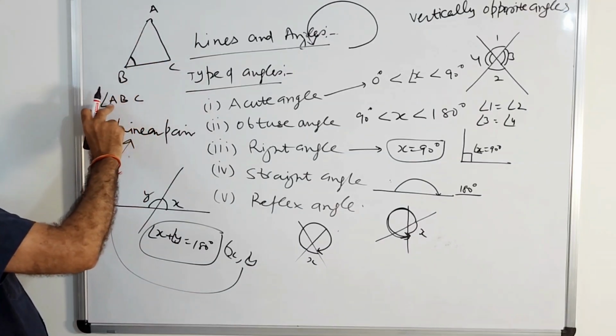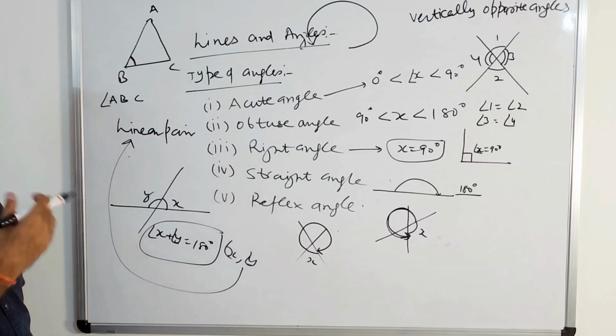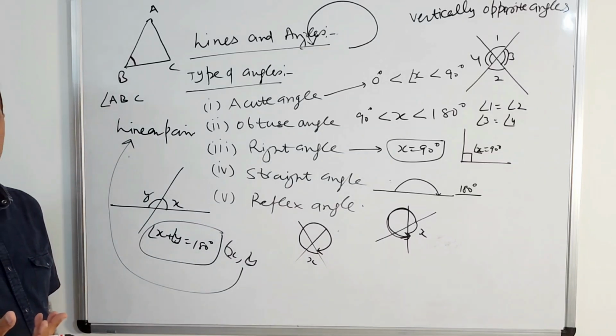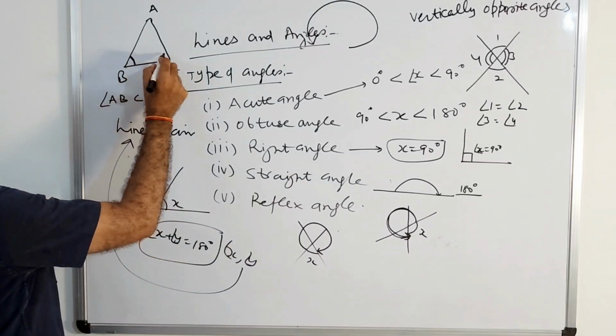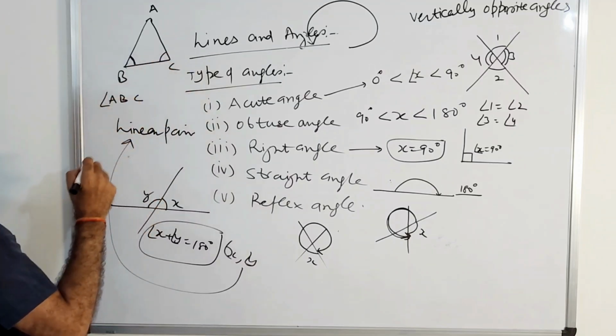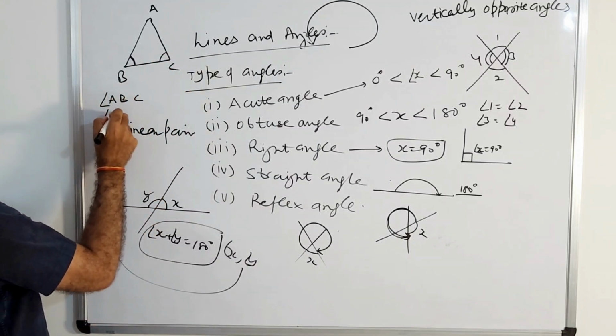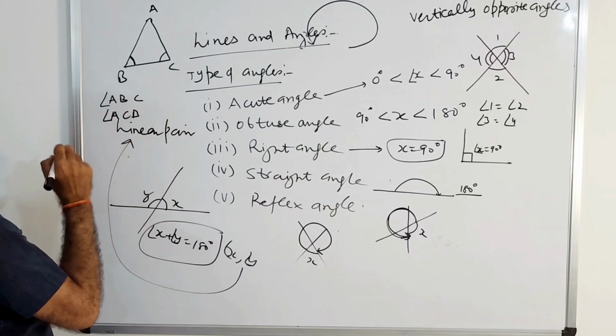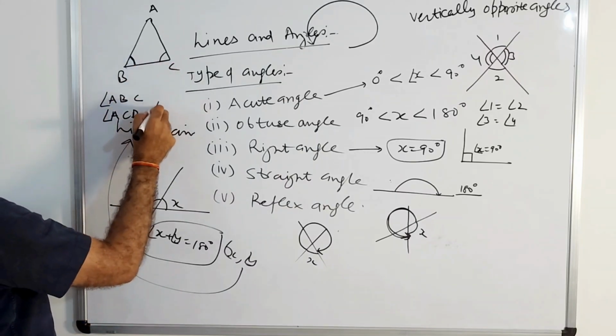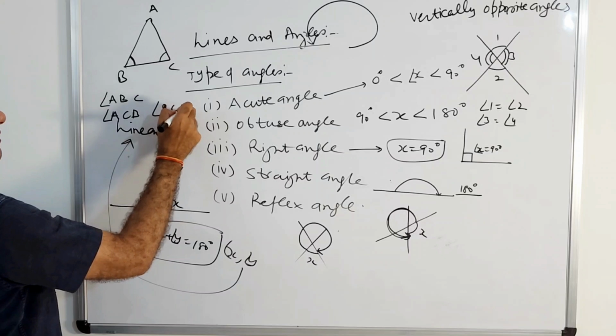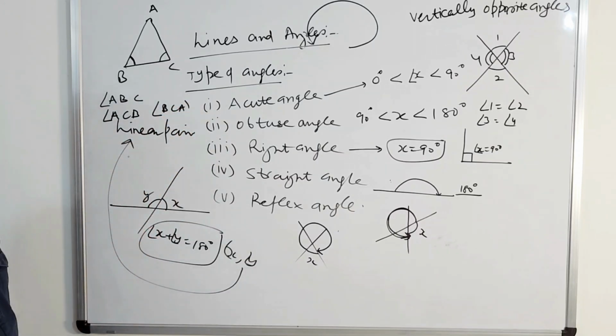Then B will be in the middle of these two. This is the method of writing an angle, nomenclature. Then if I have to write angle C, I will write angle ACB, or I can also write it as angle BCA, one and the same thing.